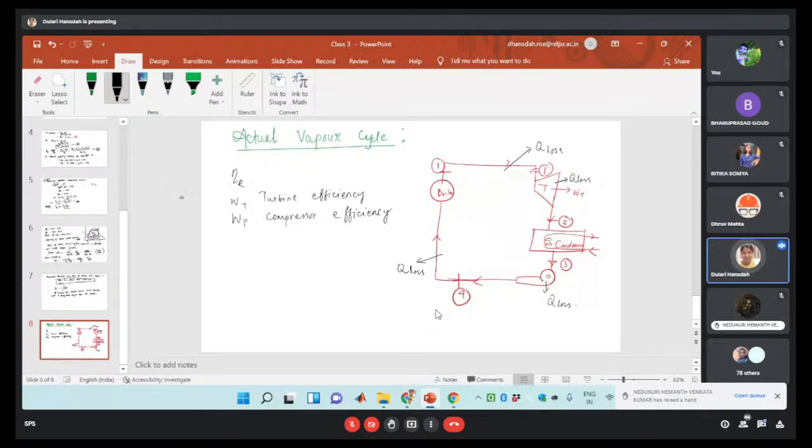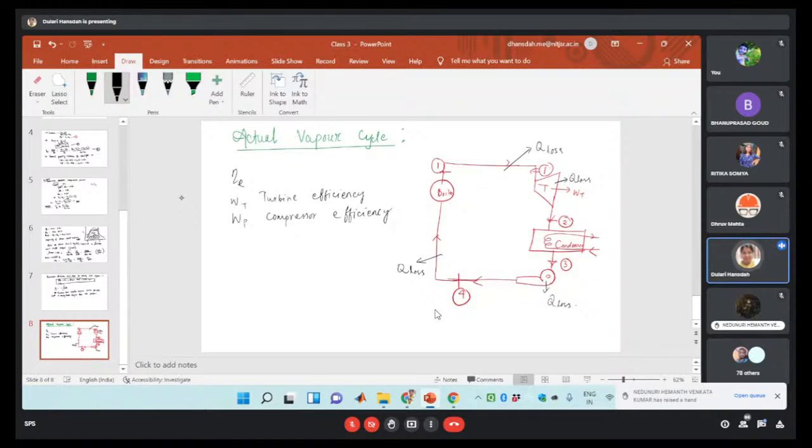So due to the losses, whatever pressure should be achieved in the ideal case will not be attained in the case of the actual process. So what will happen in this case? Certain pressure losses will be there. That pressure loss is generally incurred in your piping arrangement.